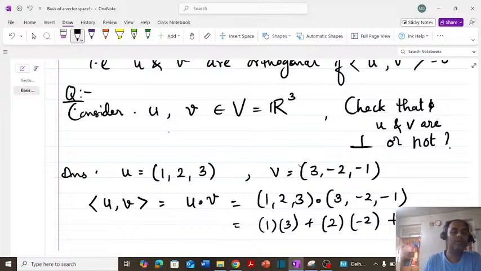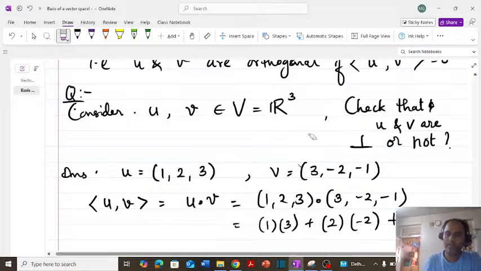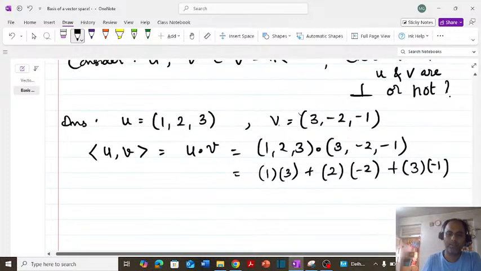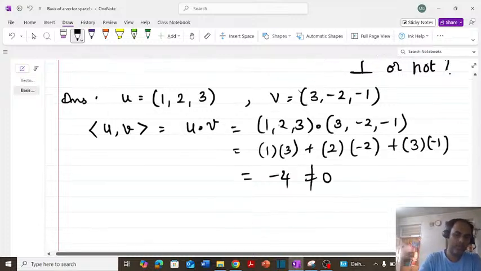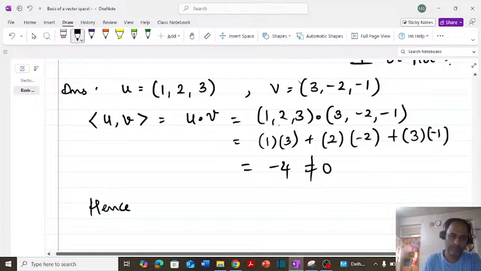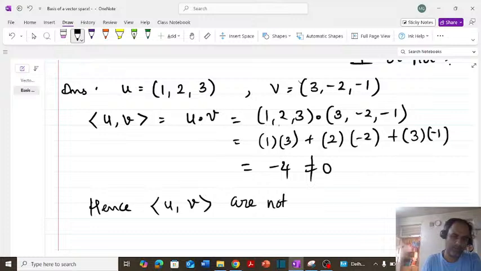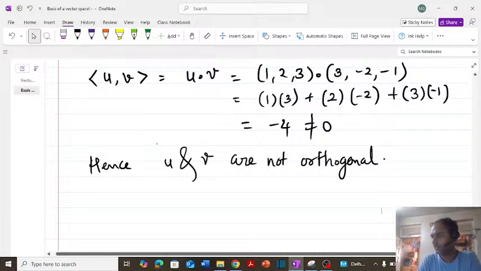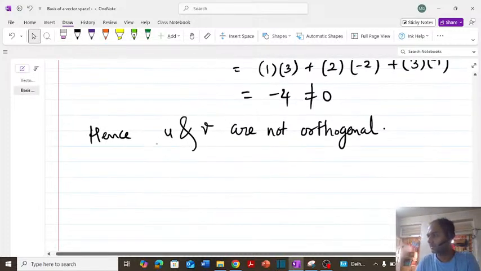Okay, so here it is minus 1, so the answer is equal to minus 4, which is not equal to 0. Hence u and v are not orthogonal. Hence u and v are not orthogonal. Easy. So okay, that is one thing.